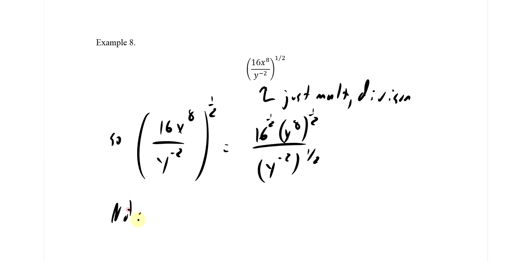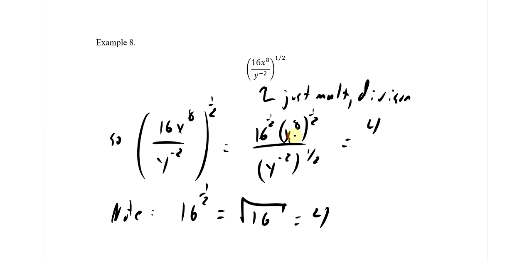A note about what the 1/2 power means. The 1/2 power is another way of writing a square root, right? So 16 to the 1/2 is the same thing as the square root of 16, which is 4. So this will be 4, that's my square root of 16.